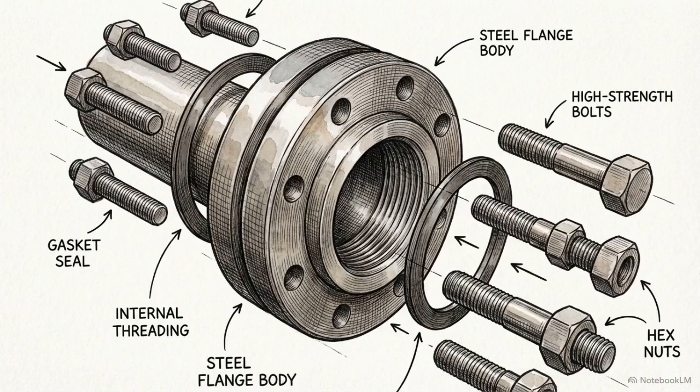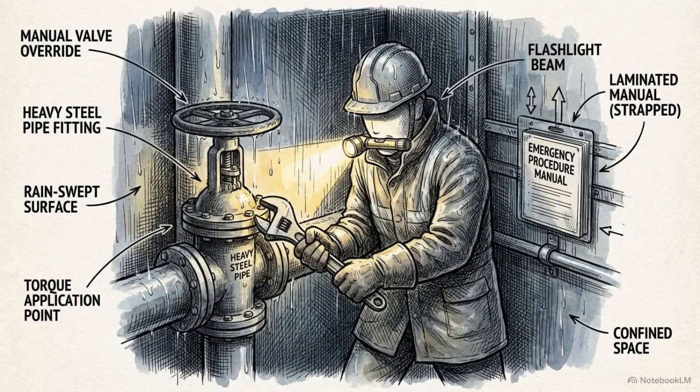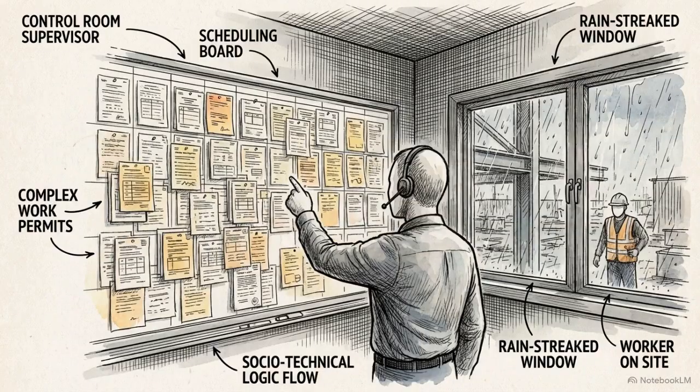Evaluating these barriers strictly as physical hardware ignores the unpredictable reality of daily operations. A complete safety barrier is socio-technical. It is the combination of the hardware, the procedures governing its use, the competence of the people executing it, and the management system overseeing the entire process.